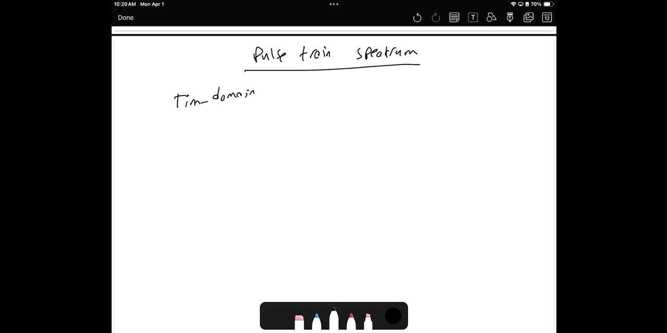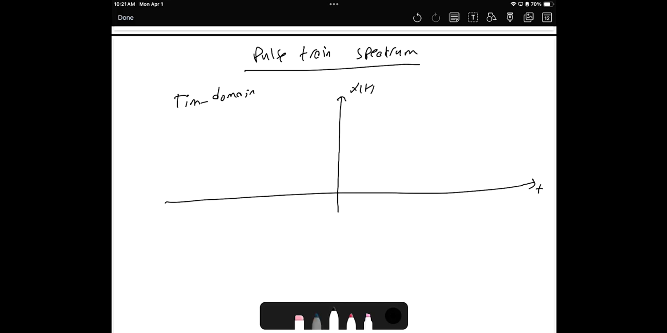So time domain, here is t, here is also t. Then we have a pulse between tau over t, here tau over t, and it is centered at 0. Then at t, we have another pulse, so centered here.